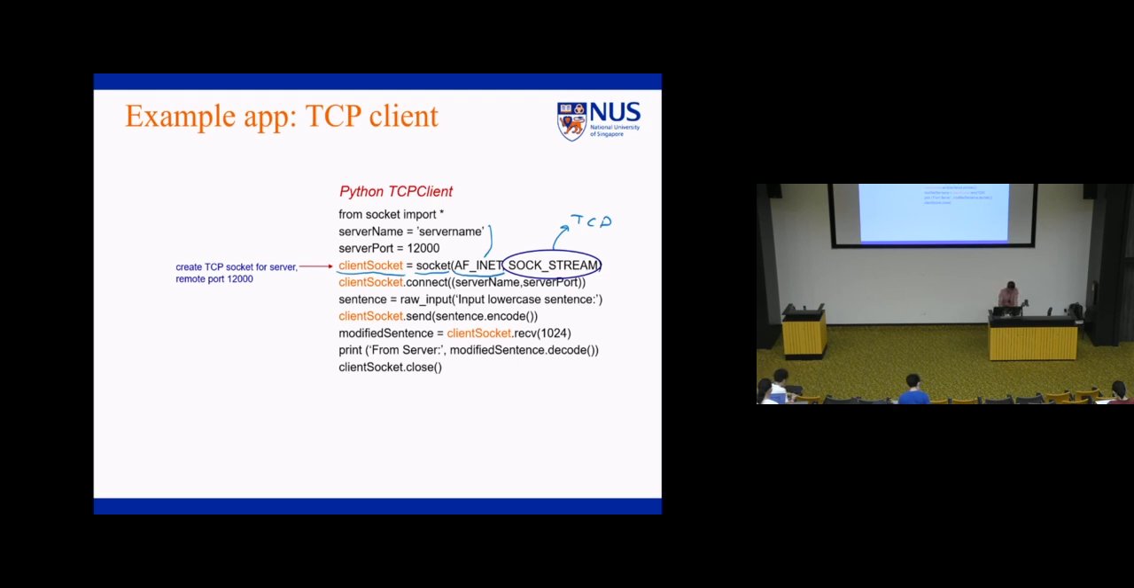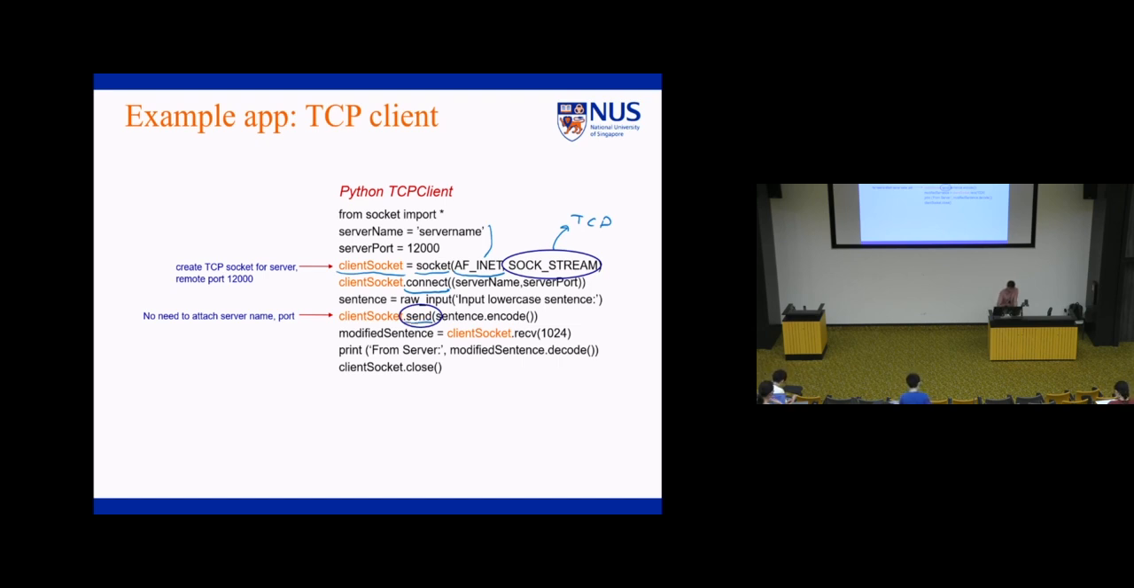Then, a different method, the client socket now uses this connect method to connect to the server name at that 12,000 server port number. And in the same way, we are expecting the user to type the sentence in lowercase letters. And we are sending that sentence into the client socket using the send method.